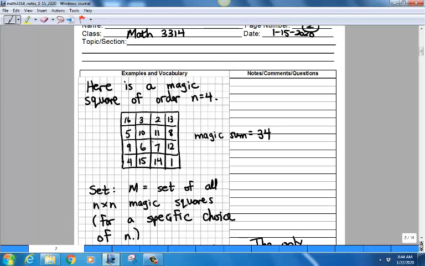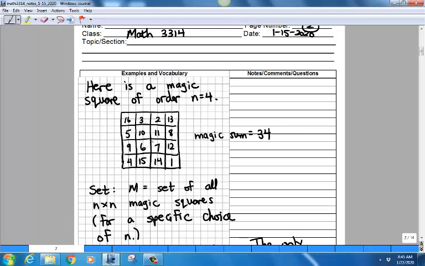All right, so to give this a combinatorial flavor, let's create a set. I'm going to let M be the set of all magic squares for a particular order, for a specific choice of n. That may be the set we're exploring. So we may want to count that set, and actually try to determine its cardinality, as we discussed last time, what it means to count a finite set.